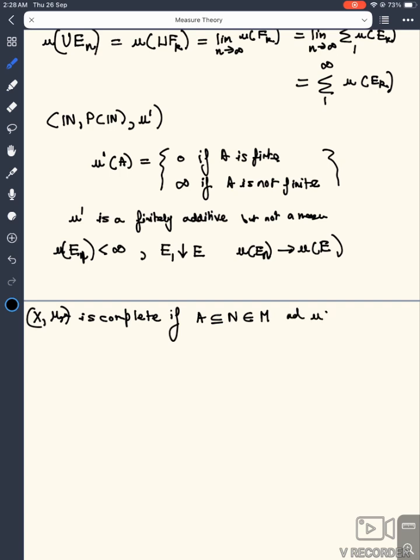So now we'll define something known as a complete measure. So (X, M, mu) is said to be complete if it contains all subsets of null sets. What do we mean by a null set? A null set is something whose measure is 0. So it's complete if all subsets of null sets are in the sigma algebra. So they're kind of compatible, and it's of quite useful nature.